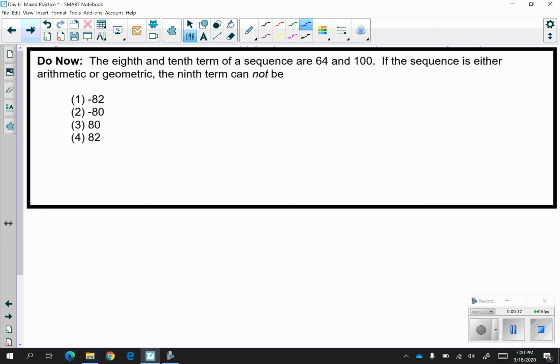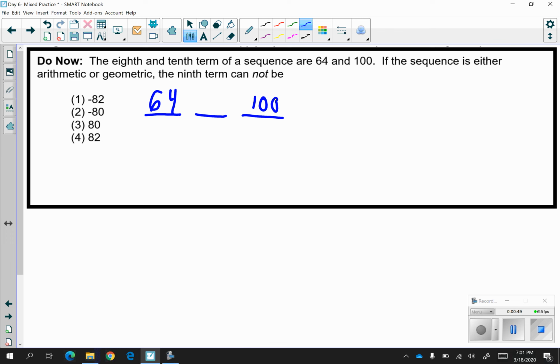They're giving you the 8th and 10th term of a sequence. So we have that the 8th term is 64. We do not know the 9th term, and we know that the 10th term is 100. Now, in the last video, we talked about how if it's arithmetic or geometric, there's basically two types of answers going on here. Two of these answers are arithmetic and two of these are geometric.